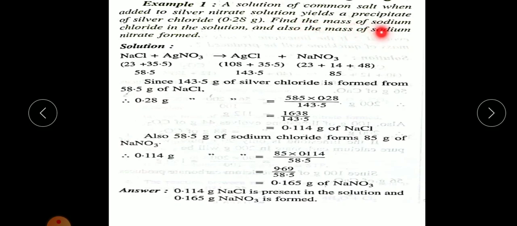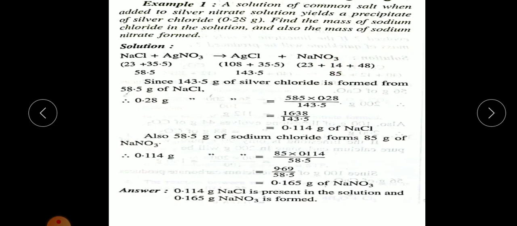Find the mass of sodium chloride in the solution. That means you need to find the sodium chloride, and what is the product of precipitate formed? 0.28 gram. So this silver chloride formed is 0.28 gram. So from that, which is the only thing given, the mass of silver chloride formed, you are required to find out the mass of sodium chloride and the mass of sodium nitrate formed.